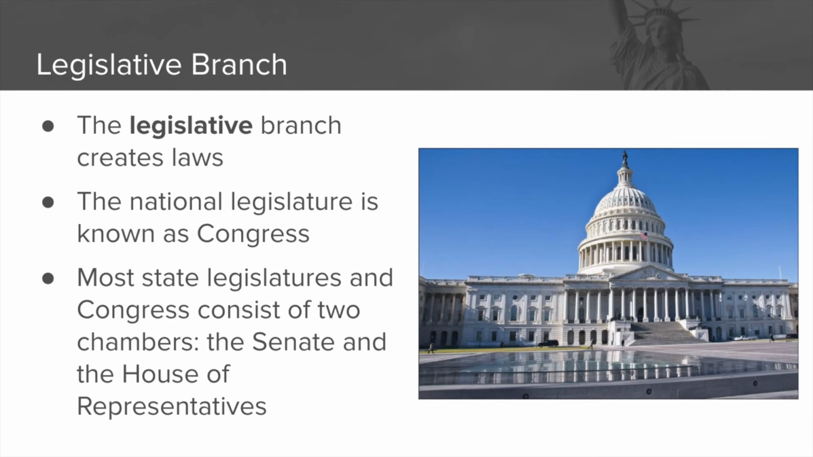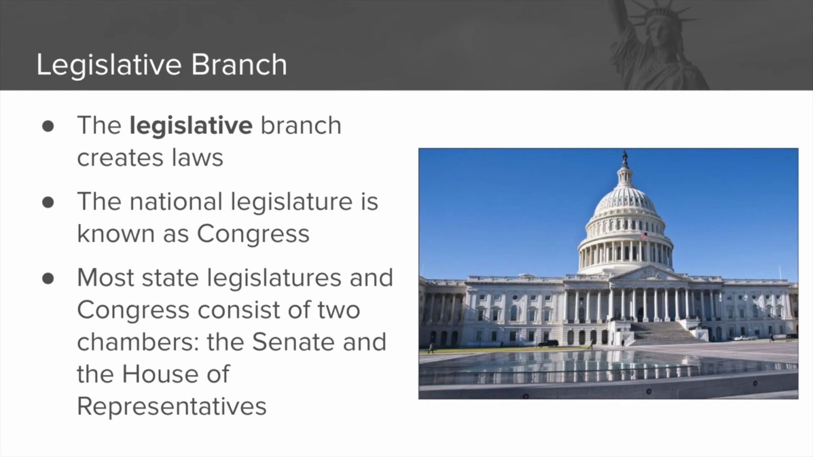And you have a national legislature, which is what's known as Congress, and then you also have state legislatures in each state. And Congress and most of these state legislatures consist of 2 chambers, the Senate and the House of Representatives. I believe there's one exception. I think Nebraska doesn't have 2 chambers, it has only 1. But other than that, most state legislatures just kind of mimic the structure of Congress, which is 2 chambers.